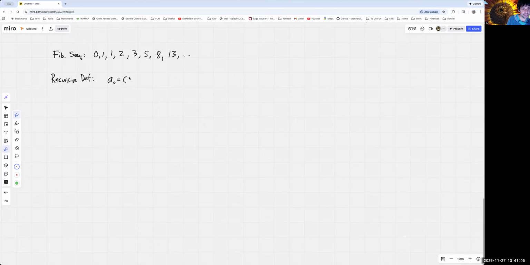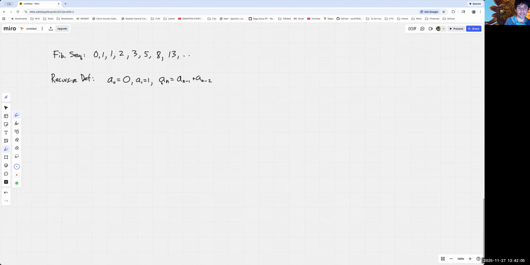in this case, two terms. A naught is 0, A1 is 1. And then I'll give the definition. A sub n is equal to A sub n minus 1 plus A sub n minus 2. Okay? So let's think about what that's saying.